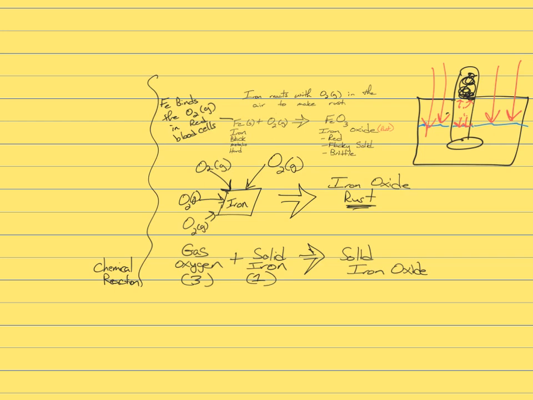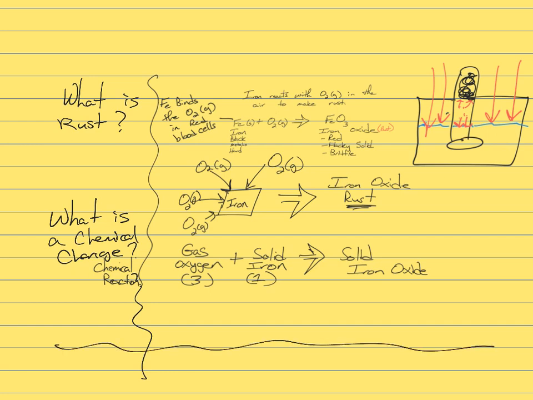All right, so you could add questions to the side. It's kind of a reflection idea. What is rust? It's a combination of iron and oxygen, right? Iron making iron oxide. You can ask, what is a chemical change? Or a chemical reaction. Right? What is a chemical reaction or chemical change? When we say it's a chemical reaction, what do we mean by that?